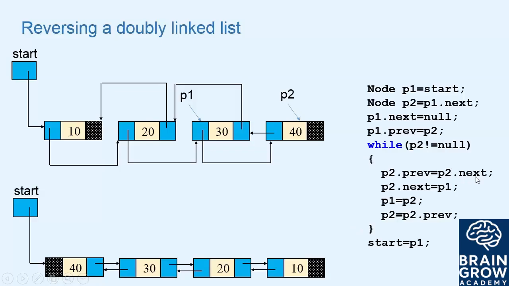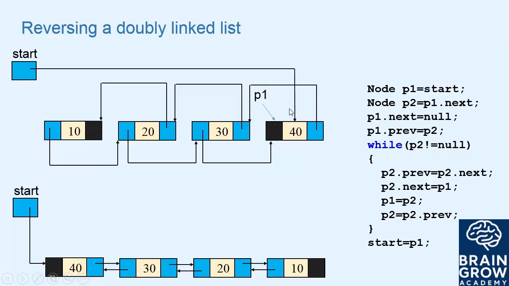P2 previous is equal to P2 next. This is P2 previous and P2 next is null, so P2 previous will become null. P2 next is equal to P1, so this will refer here. P1 equal to P2, so P1 will come here, and P2 is equal to P2 previous. P2 previous is null, so P2 will become null. Now P2 is null, so this loop will terminate, and next we'll assign P1 to start, so start will refer to this node. So now we can see that our list has become reversed.